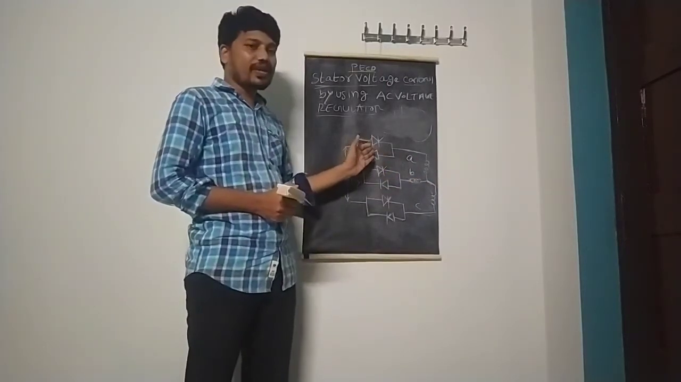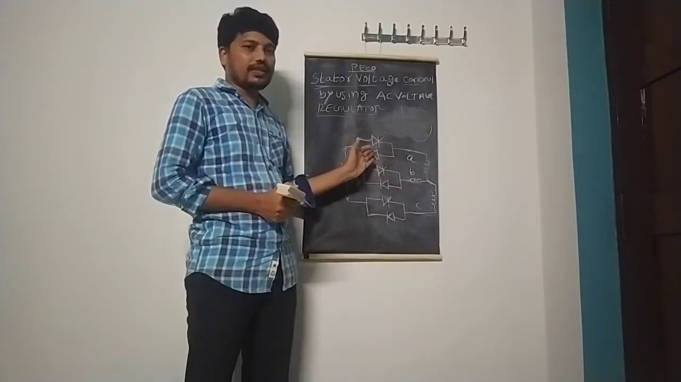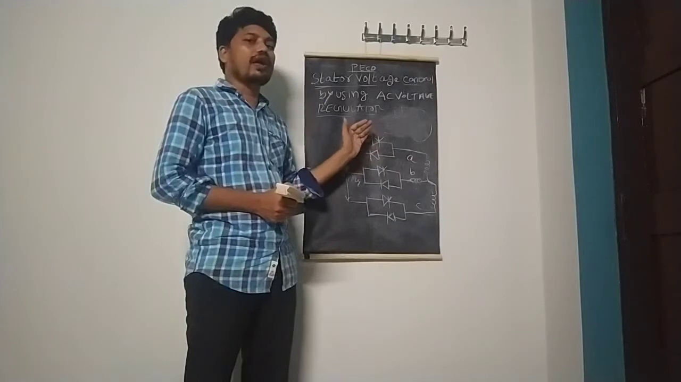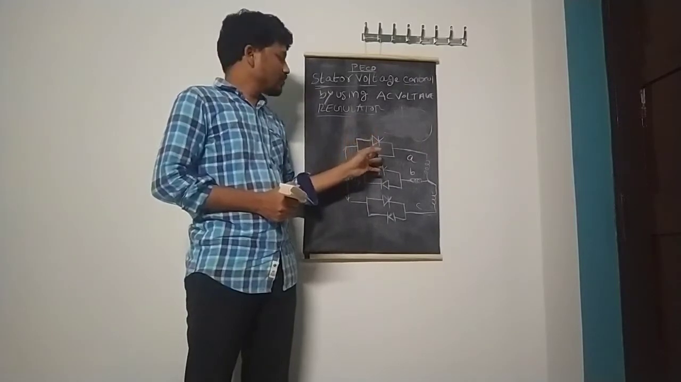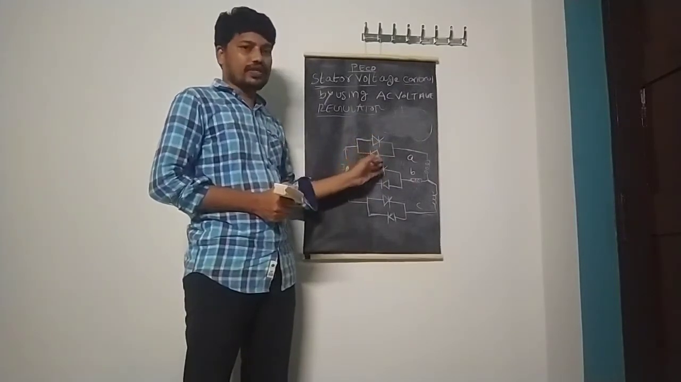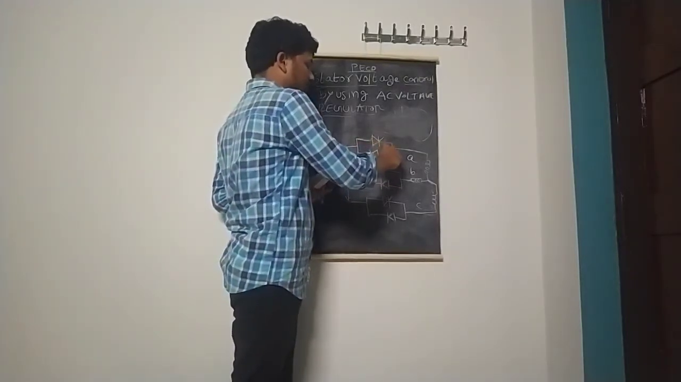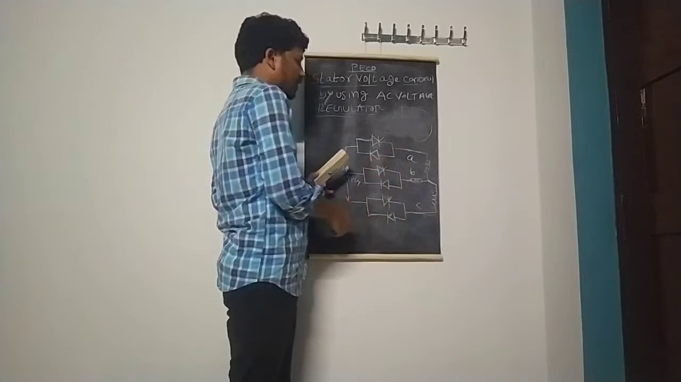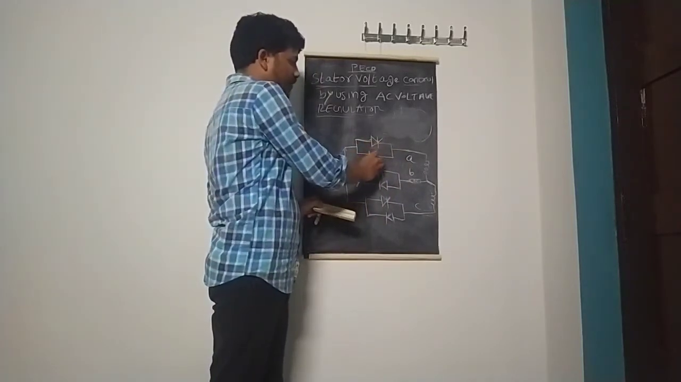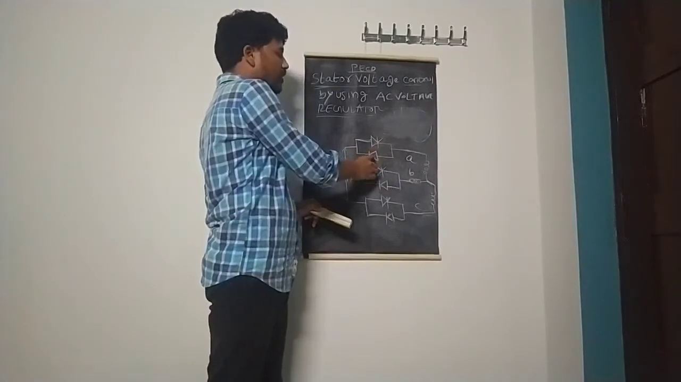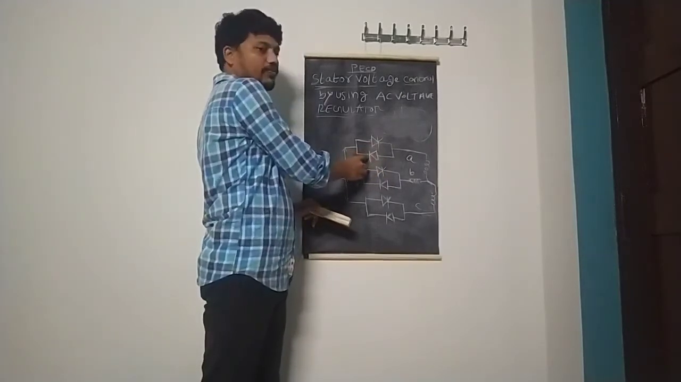No need to discuss the operation of this three-phase regulator, as it is not in our syllabus. The three-phase operation we have already studied in the previous semester. So whenever the three-phase supply is given to this AC voltage regulator, this is half wave because one is a thyristor and the other is a diode. The combination of thyristor and diode is called half wave. If both are thyristors, that is called three-phase full wave.